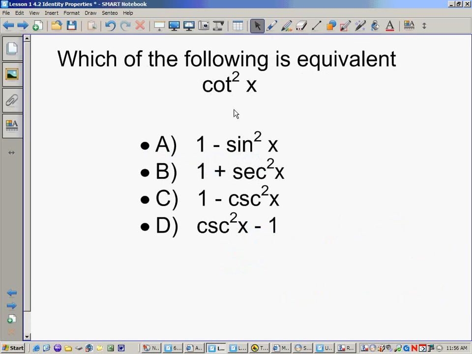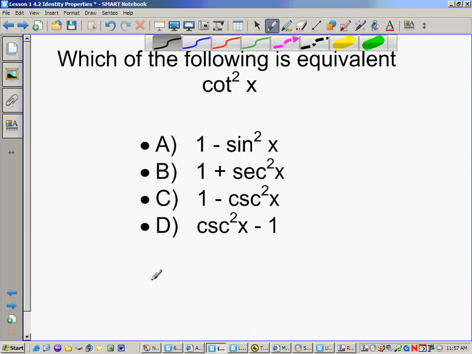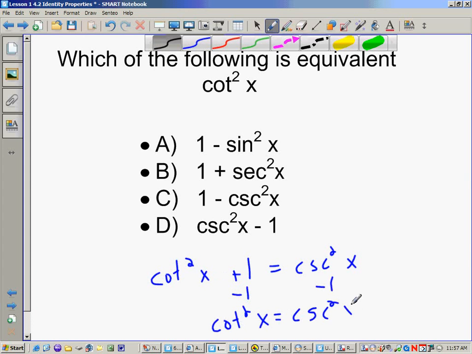Now let's do the same thing for cotangent squared x. We have to think about which equation uses cotangent squared x. Well, if we look back at this one, it's cotangent squared x plus 1 equals cosecant squared x. So to solve for cotangent, we just have to subtract 1 from both sides. So cotangent squared x is equal to cosecant squared x minus 1. So that's D.